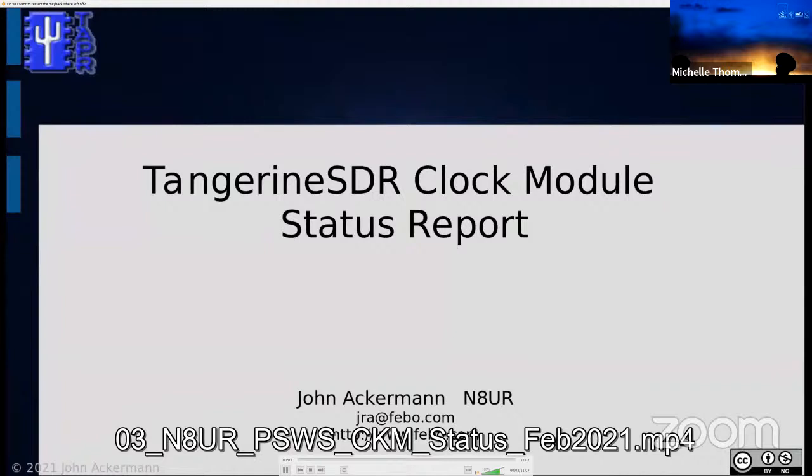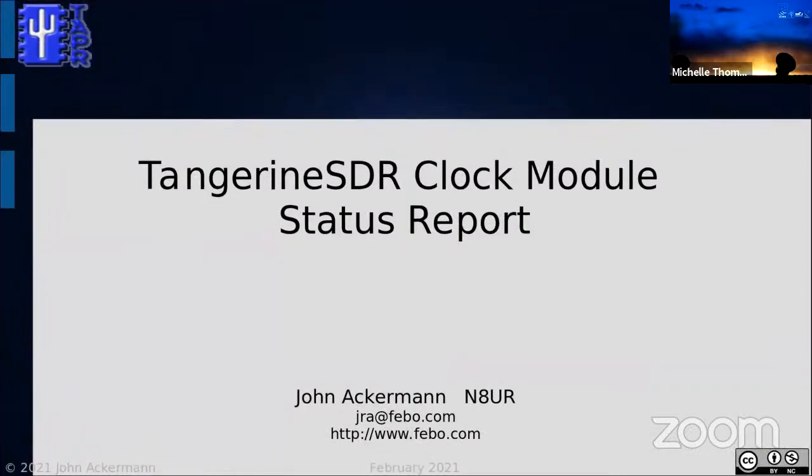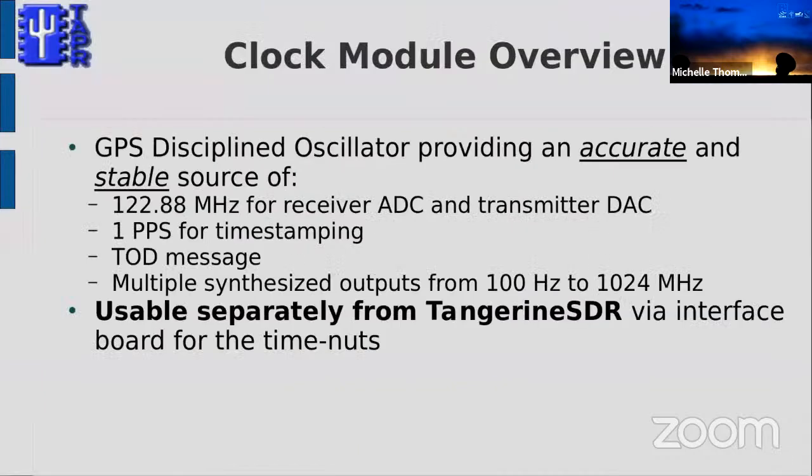Hi, this is an update on the status of the Tangerine SDR GPS disciplined oscillator clock module. The clock module for the Tangerine SDR has to provide accurate and stable sources of several signals, as shown here. A GPS disciplined oscillator is the best way to accomplish both the accuracy and the stability that we need. We generate a number of frequencies, both at RF for the receiver and transmitter, and a pulse per second to use for time stamping. We also wanted to make sure that this system could be used separately from the Tangerine SDR, because we think that the time nuts may be interested in a number of its capabilities.